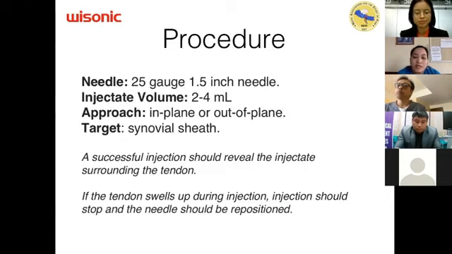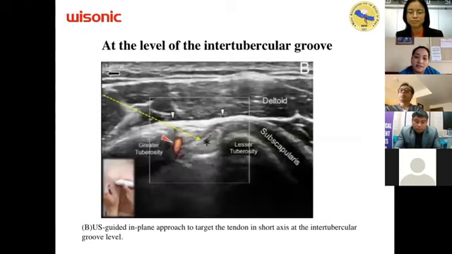So for injection of the biceps tendon, many practitioners have different preferences. My preference would be a 25 gauge, 1.5-inch needle, a small needle, with an injected volume of maybe 2 to 4 ml. The approach can be in plane or out of plane, both. My target would be the synovial sheath. A successful injection should reveal the injectate surrounding the tendon. And if the tendon, the hypoechoic oval structure, swells up during injection, then you should be very careful because you are injecting inside the tendon, not surrounding it.